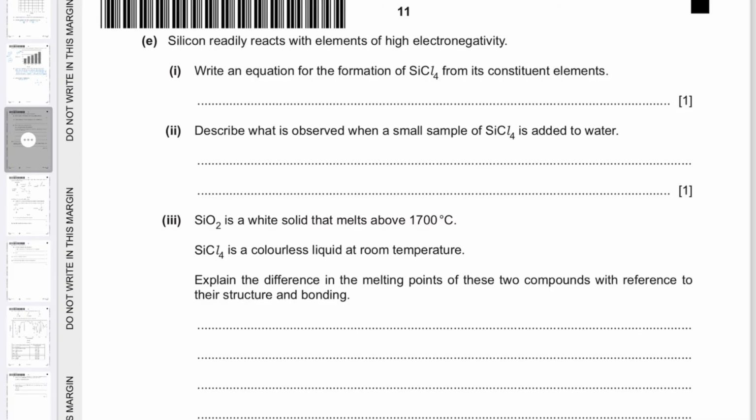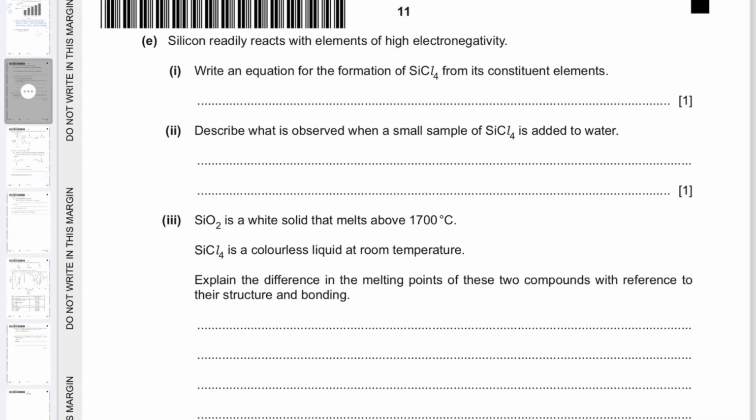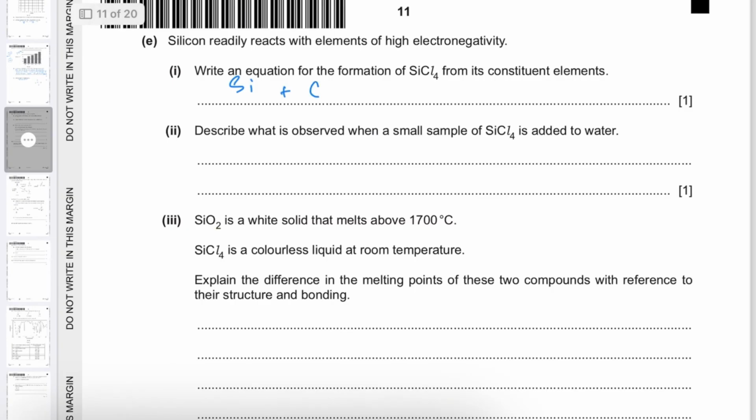E part 1, write an equation for the formation of silicon chloride from its constituent elements. So, you will have silicon reacting with chlorine to form silicon chloride. Since we have 4 chlorine atoms, let us balance that. Part 2, describe what is observed when a small sample of silicon chloride is added to water.